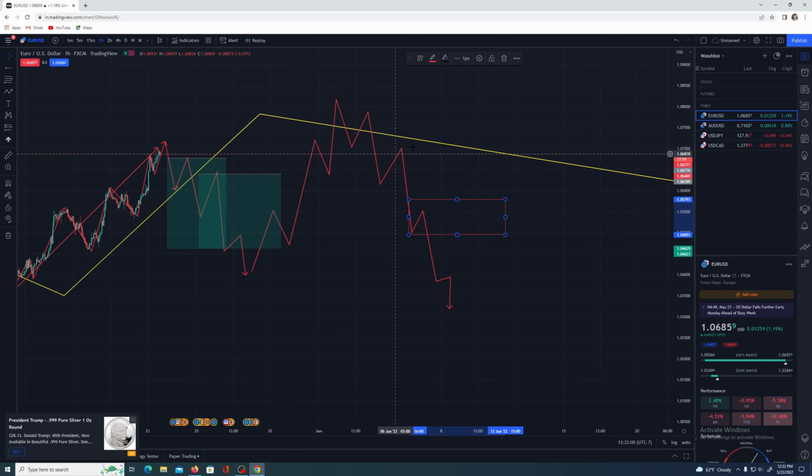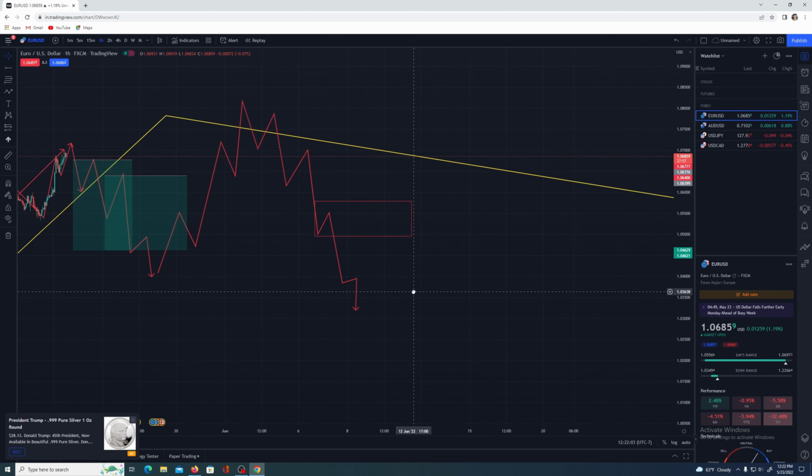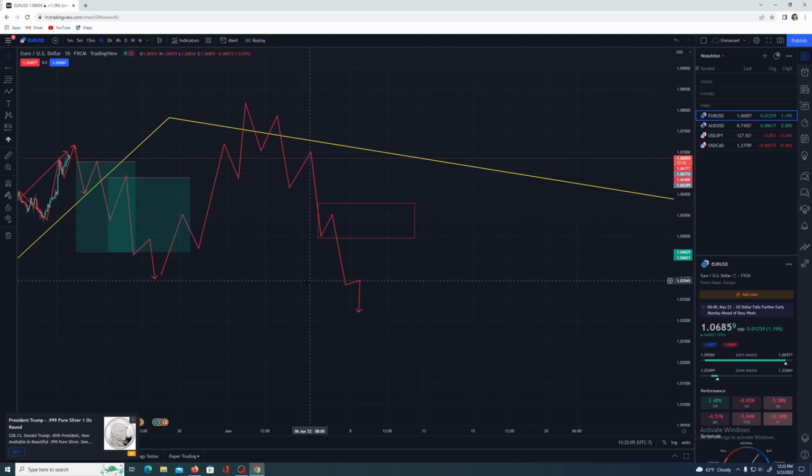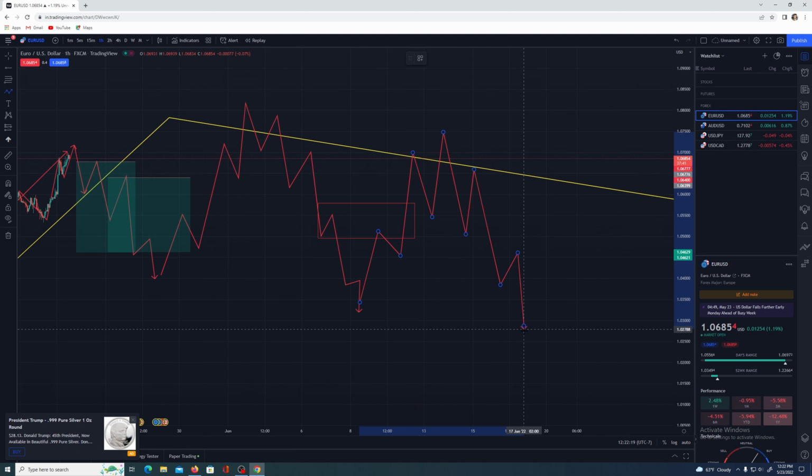Just because you didn't get an entry over here doesn't mean that later price is not going to come back somewhere here, and then break structure to the downside, give you a perfect entry over here, and then fall off the earth, and give you a huge trade over here, right? You just have to practice.